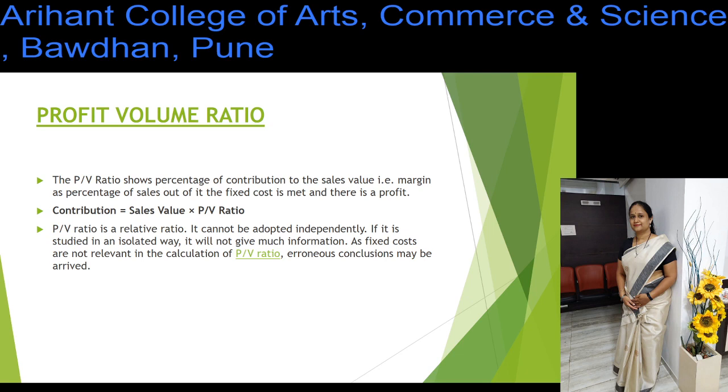The PV ratio shows the percentage of contribution to sales value, that is, margin as a percentage of sales. Out of it the fixed cost is met and there is a profit. We consider contribution equal to sales value into PV ratio. PV ratio is a relative ratio. We need to understand that it is a relative ratio and can facilitate comparison only. It cannot be adopted independently.